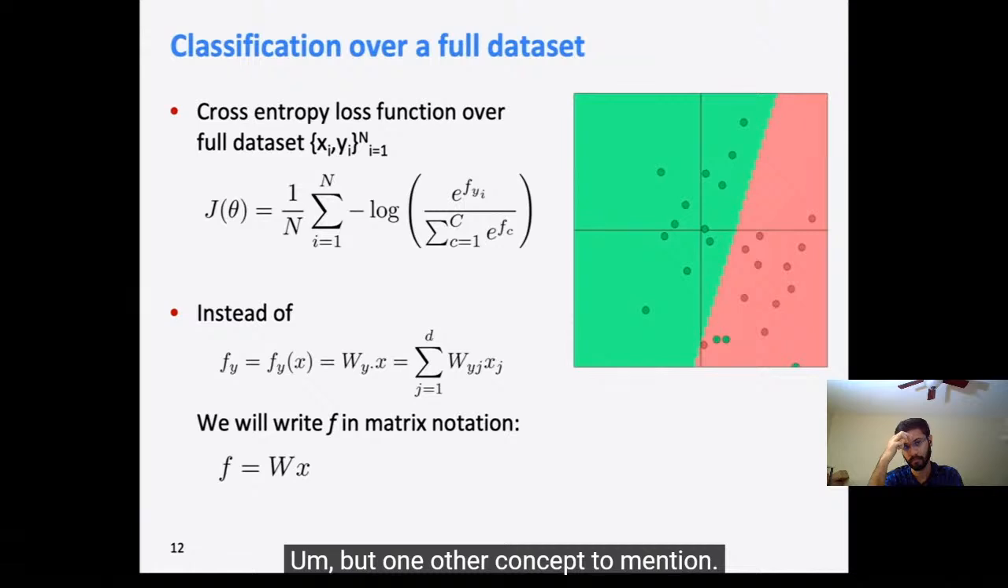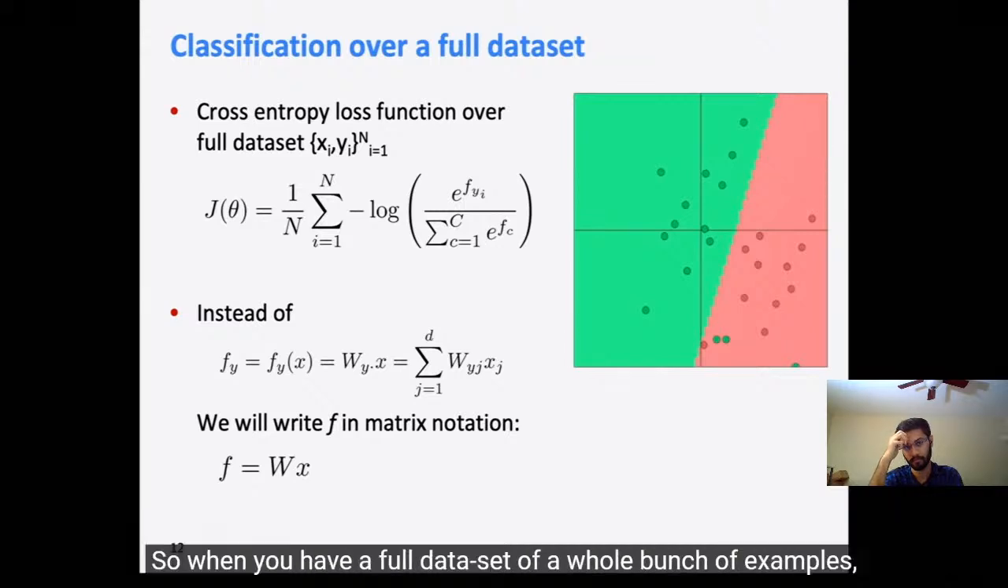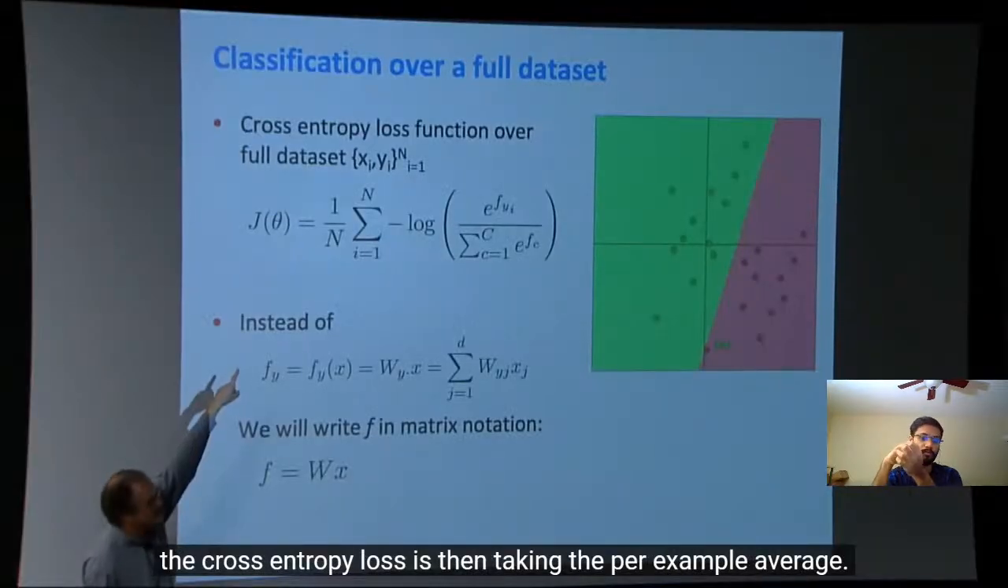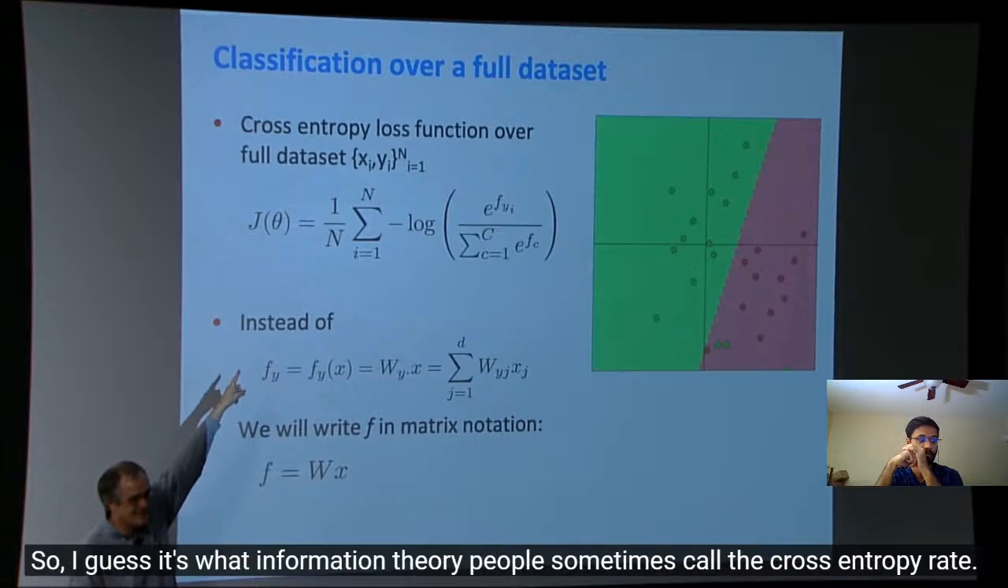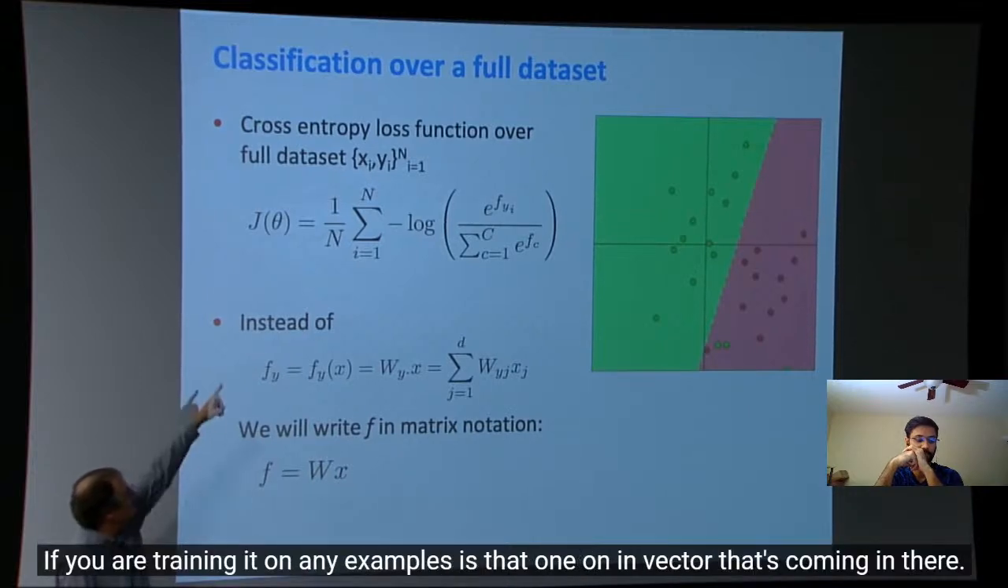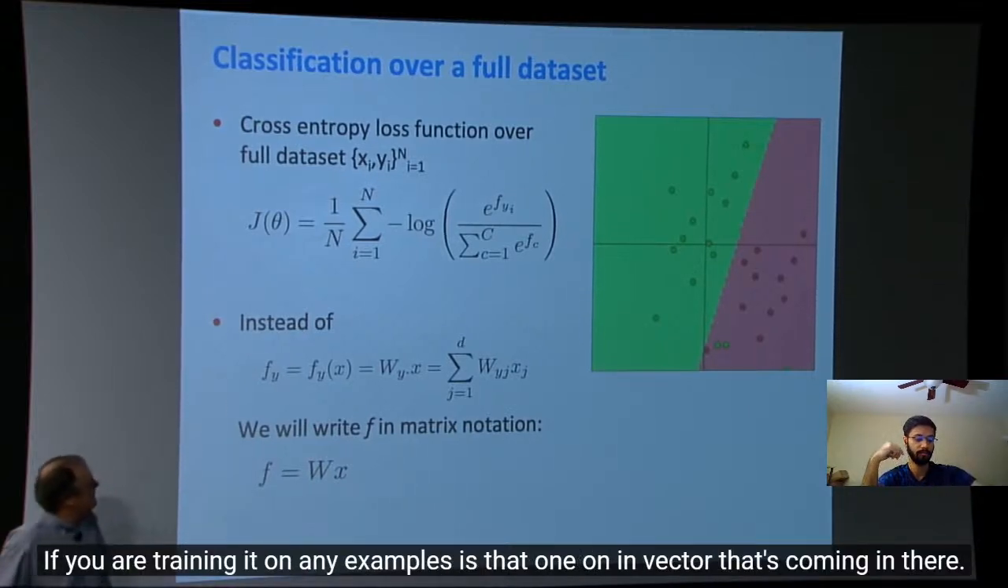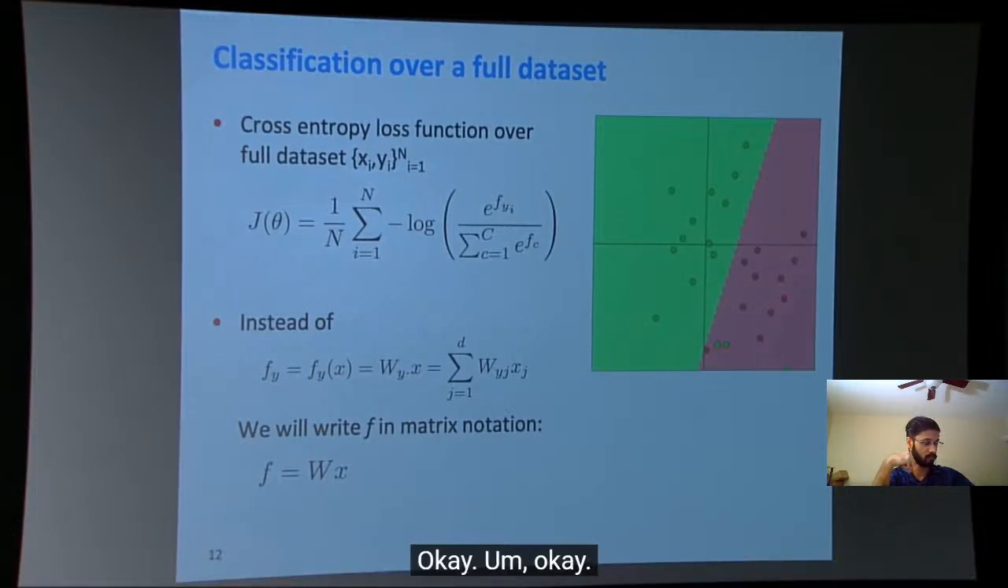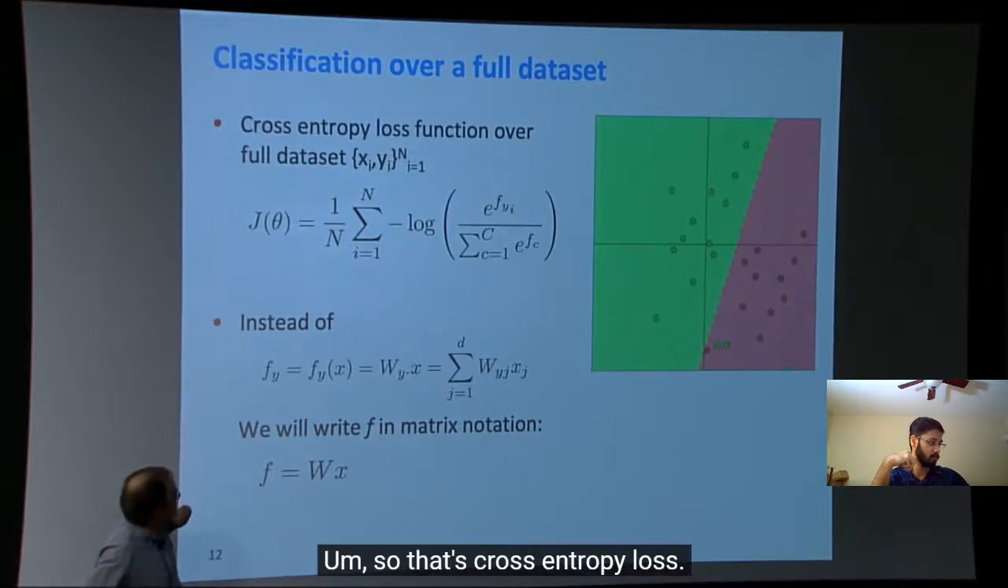But one other concept to mention: when you have a full data set of a whole bunch of examples, the cross-entropy loss is then taking the per example average. So I guess it's what information theory people sometimes call the cross-entropy rate. So additionally factored in there, if you're training it on n examples, there's that 1 on n factor coming in there. Okay. So that's cross-entropy loss.